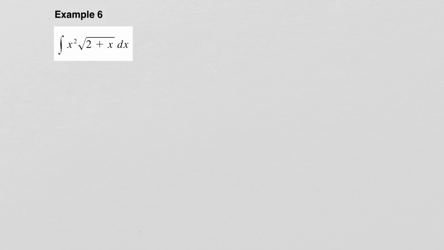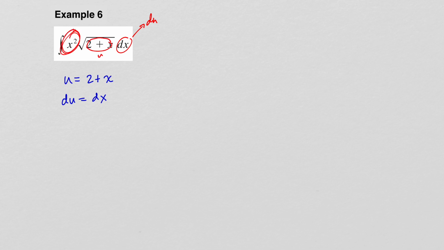Okay, in our next example, we have the integral of x squared times the square root of 2 plus x. When you have a radical involved in your integral, you will almost always let u be equal to the inside of the radical. So I'm going to try that first. Now if I do that, du is simply going to be the derivative of x, which is 1 dx. So that's good news because we have a dx right here, and that can be replaced with du, and 2 plus x can be replaced with u.